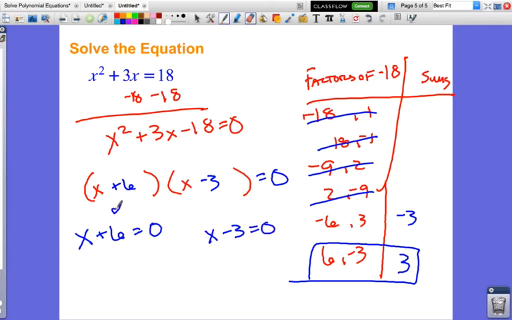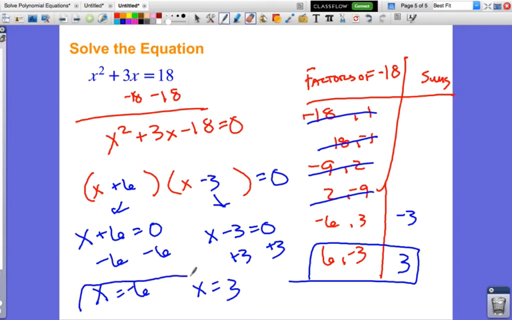But I'm going to set each of these equations equal to 0 as we've done in the past, and I'll solve for x to get my possible solutions. So x can equal negative 6 or x can equal 3. Both of these will satisfy this equation if I plug them in. I could always plug them in to check, but it should work. Okay? And that's all I've got for you guys. So I hope this video helps.